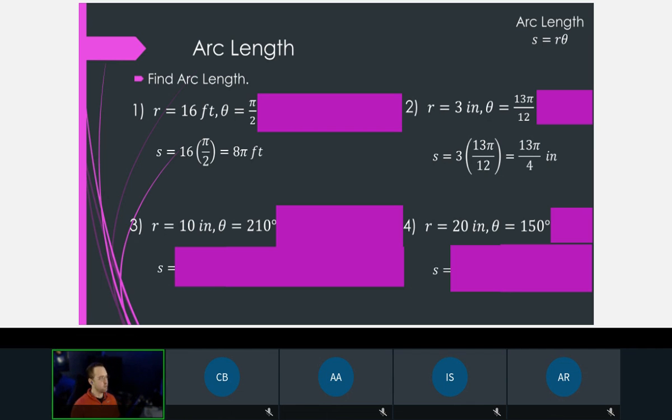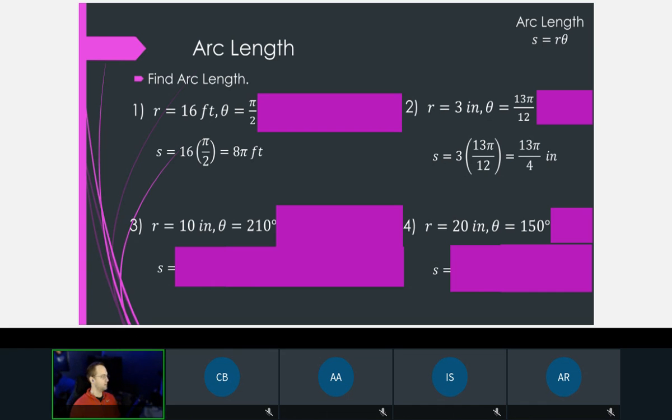All right, number 3, what is the final answer? 2100, 35 pi over 3, 2100. Hmm. All right, let me go. So looks like we're split half and half between two different answers.